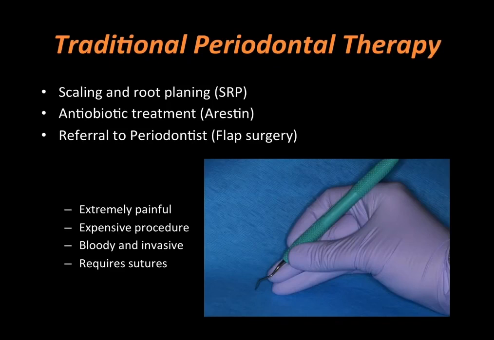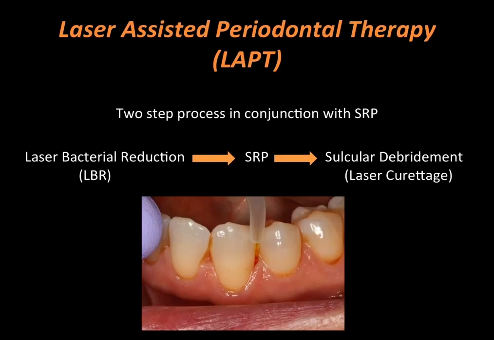So with our traditional periodontal therapy, let's go into what our hygienists love about this laser. Number one, it's so easy to transport. It's the size of a Sharpie pen. Our hygienist armamentarium consists of scaling and root planing, antibiotic treatments, flap surgeries. Those procedures can be painful, expensive, bloody, and oftentimes will require sutures. Laser-assisted periodontal therapy, we'll use it in conjunction with scaling and root planing.